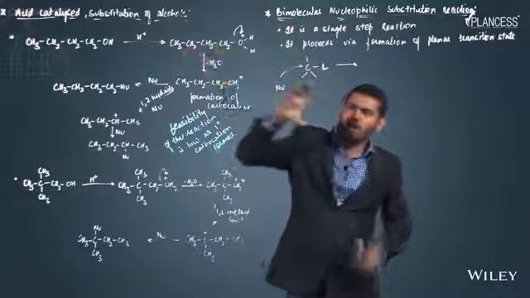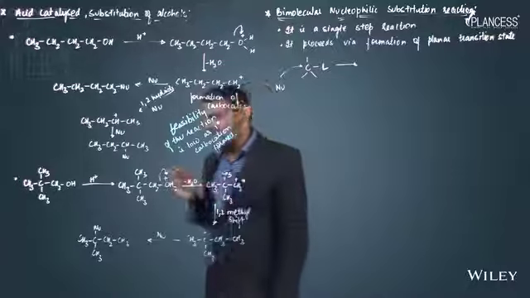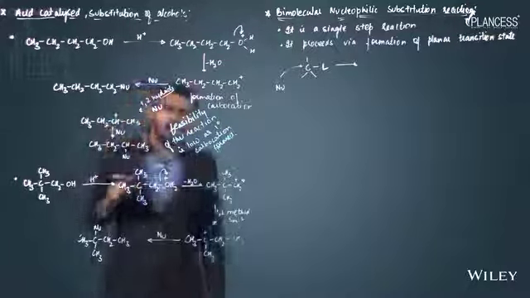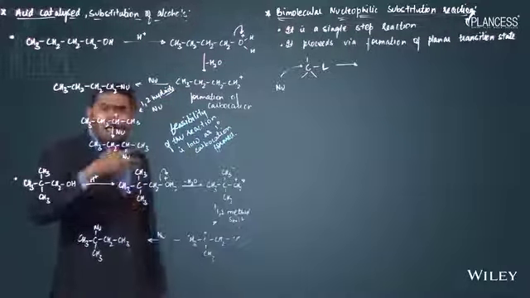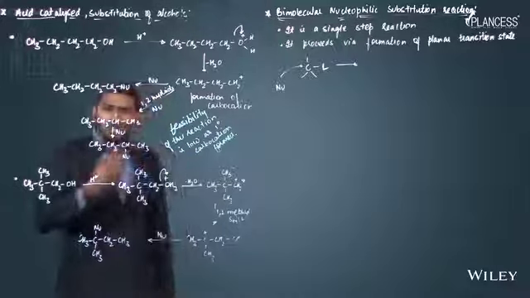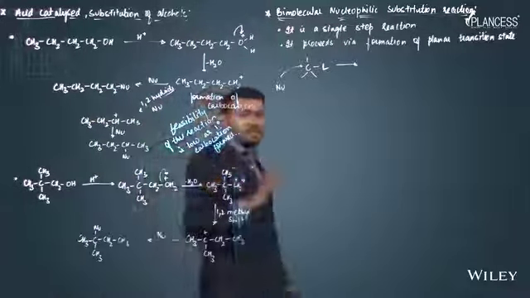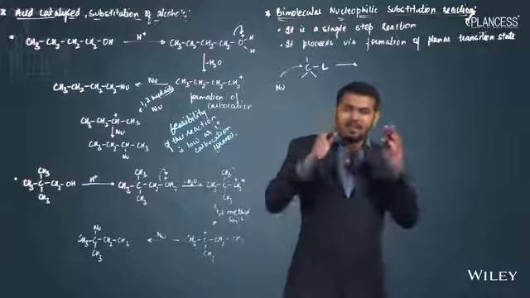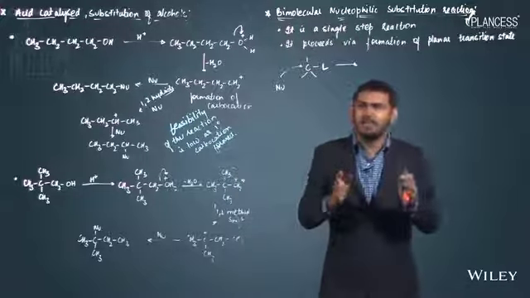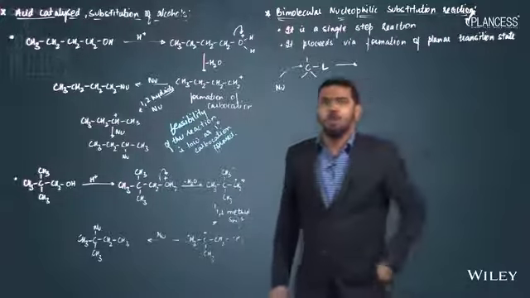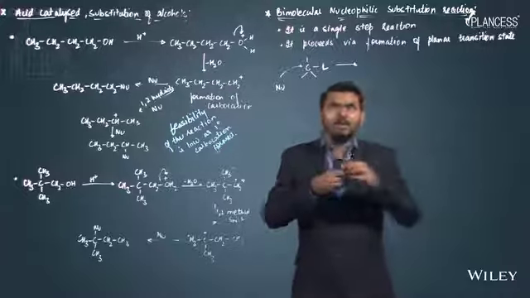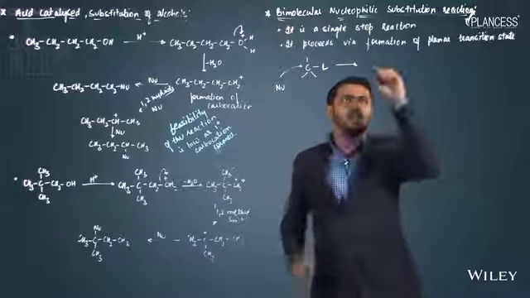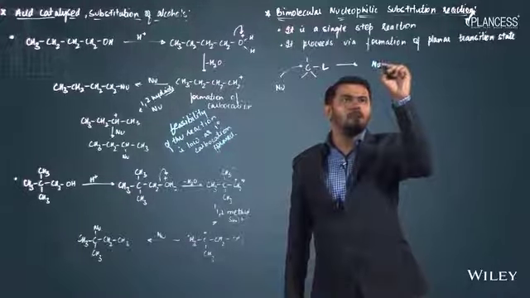The formation of the bond between carbon and the nucleophile starts taking place, and at the same time the bond shared between the carbon and the leaving group starts getting weaker. Both of them are happening at the same time. So what happens? It forms a planar kind of transition state which looks something like this.